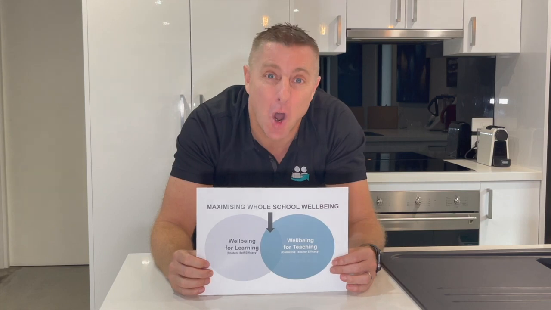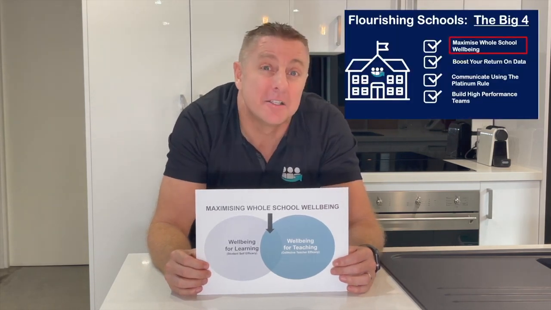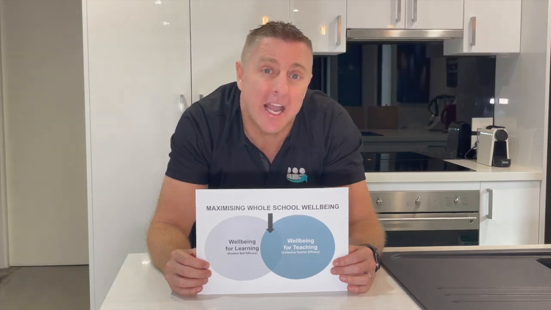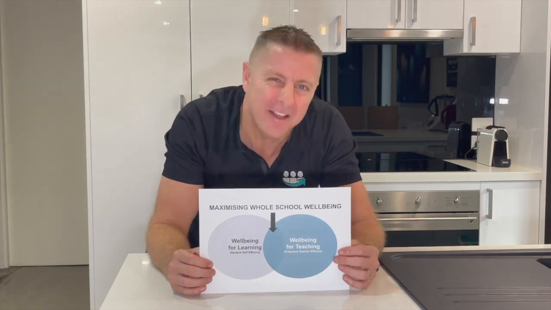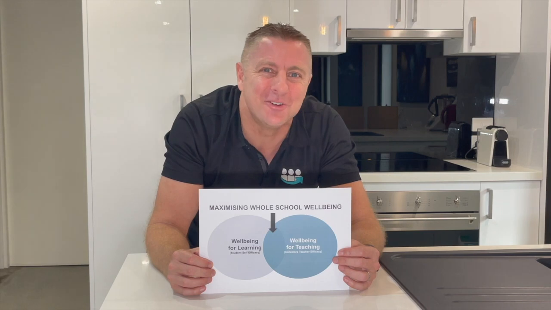Let's bring this together now. We're trying to maximize whole school well-being, and remember, that's one of our big four support systems in a flourishing school. We've shown you here how you can have a system of well-being for teaching and well-being for learning and how they interact. And when we get that right, all staff and students can flourish.